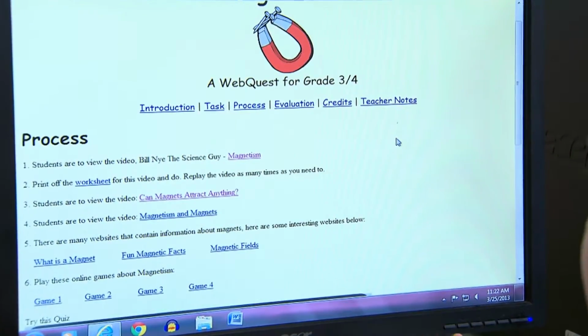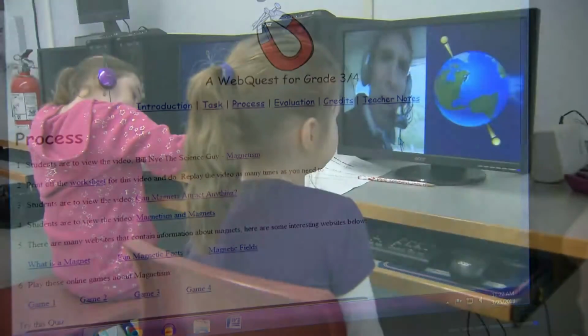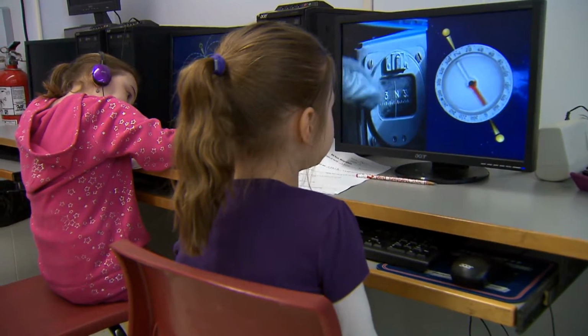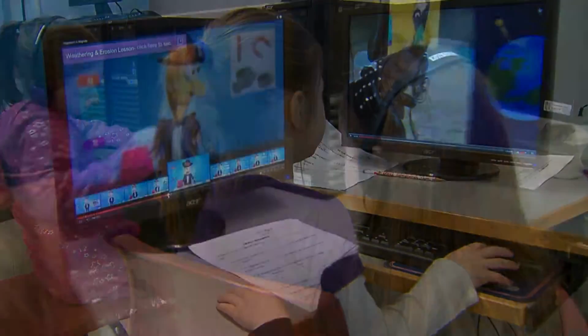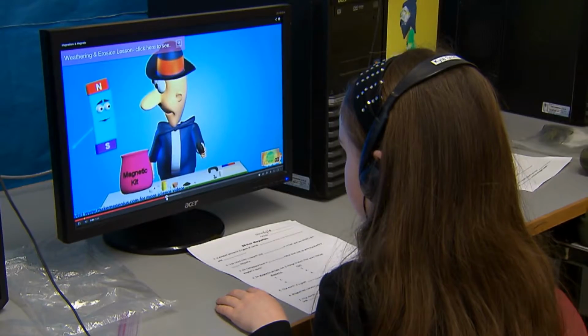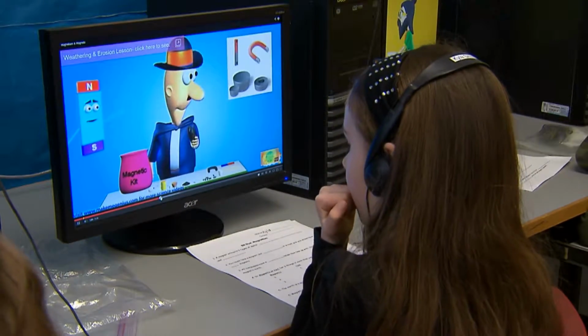The third page that I created is the process, and the first step was to watch the video on magnetism, and then they had to answer questions on that video. And then there's also some other websites that they go into to read about magnets, and game formats and little mini online quizzes, stuff like that, to get them interested. So the kids seem to be very motivated to do that.